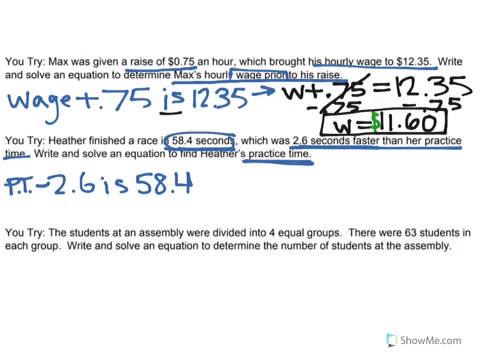So we can translate this again to math language. Practice time, you could either use P or T as your variable. So I'm going to go with P for practice time. And if we take our practice time and subtract 2.6 seconds, that will be equal to 58.4. So practice time minus 2.6 is 58.4. So then we have to undo subtraction, so we're going to add 2.6 to both sides.